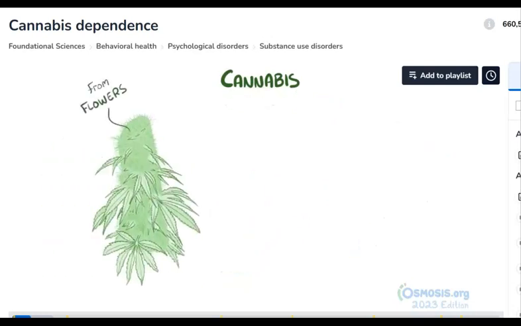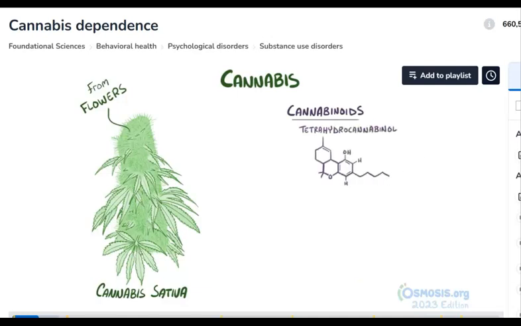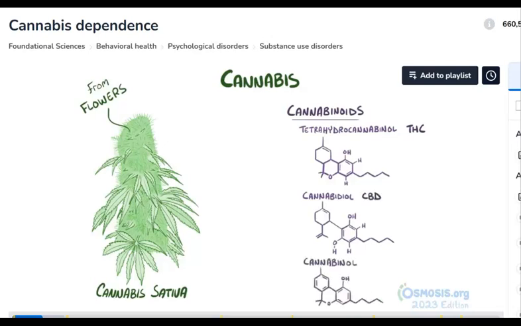Cannabis comes from the flowers of cannabis sativa plants, which has oils with concentrations of tiny, fat-soluble psychoactive molecules called cannabinoids. The three main cannabinoids, tetrahydrocannabinol, also called THC, cannabidiol, also called CBD, and cannabinol, also called CBN, are each associated with unique psychoactive effects.